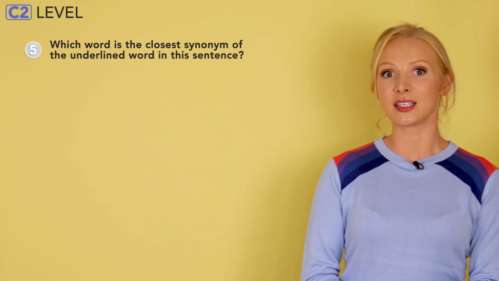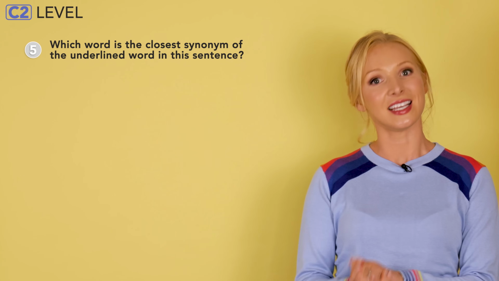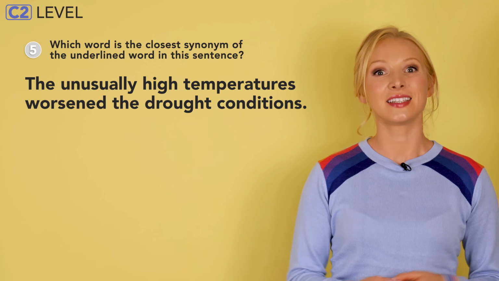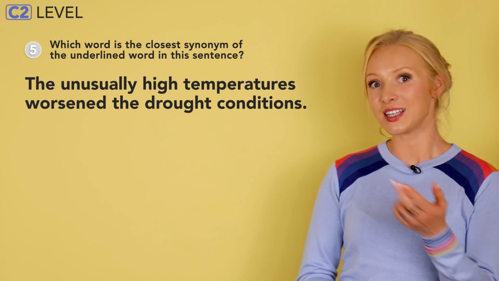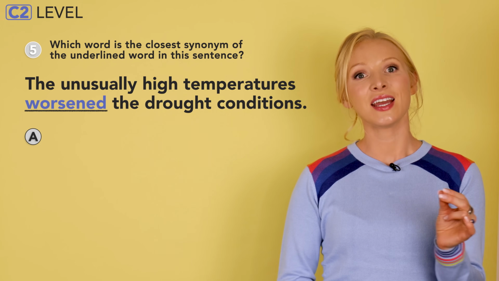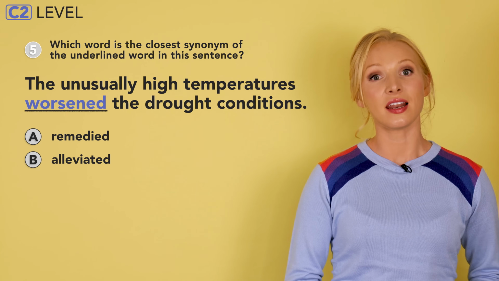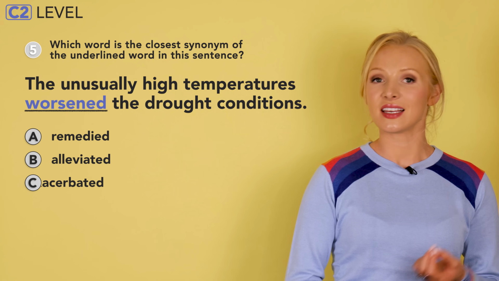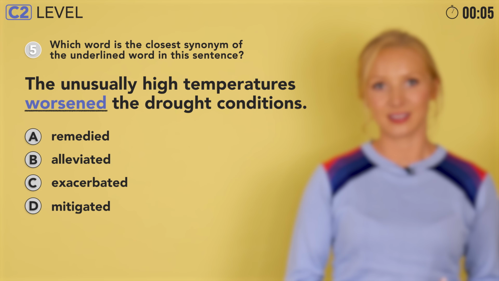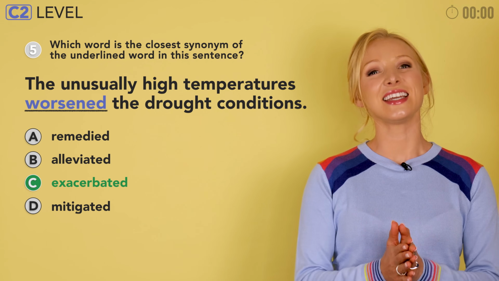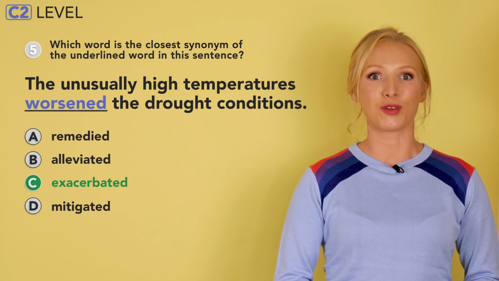Okay, it's time for our final question of the day. Number 5, which word is the closest synonym of the underlined word in this sentence? The unusually high temperatures worsened the drought conditions. The underlined word is worsened. Is it A, remedied, B, alleviated, C, exacerbated, or D, mitigated? It's C. To exacerbate means to make a problem worse.